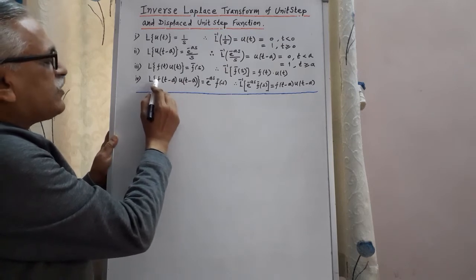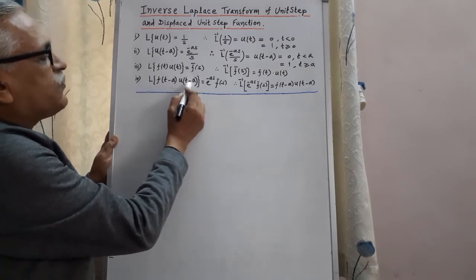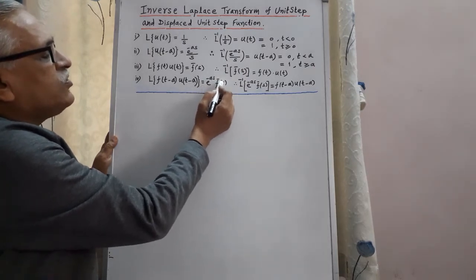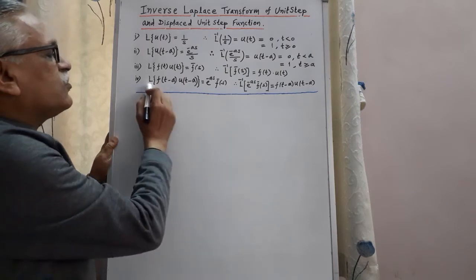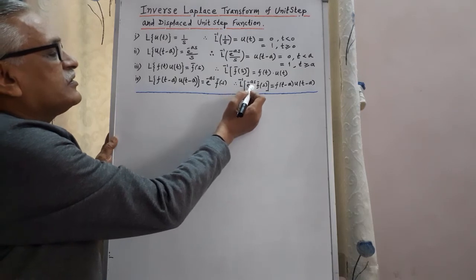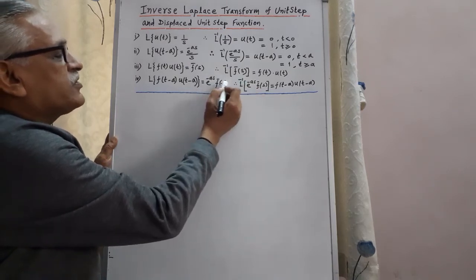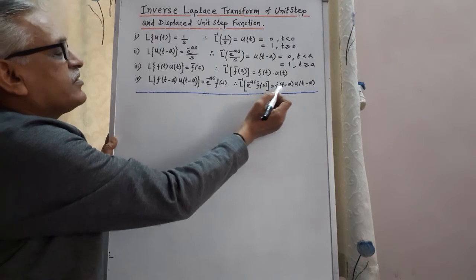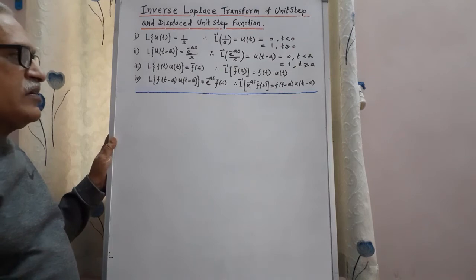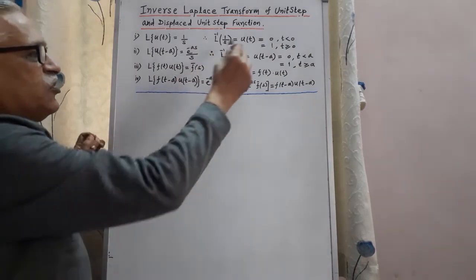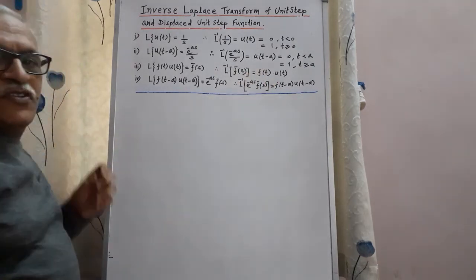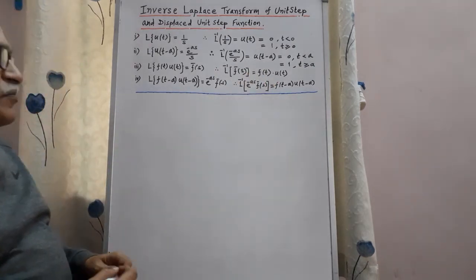And fourth result, Laplace of f of t minus a into u of t minus a is equal to e raised to minus as into f bar of s, and therefore transferring this to the other side we get inverse Laplace of e raised to minus as into f bar of s as f of t minus a into u of t minus a. You can use u of t or h of t, one and the same, and u of t minus a or h of t minus a, one and the same.